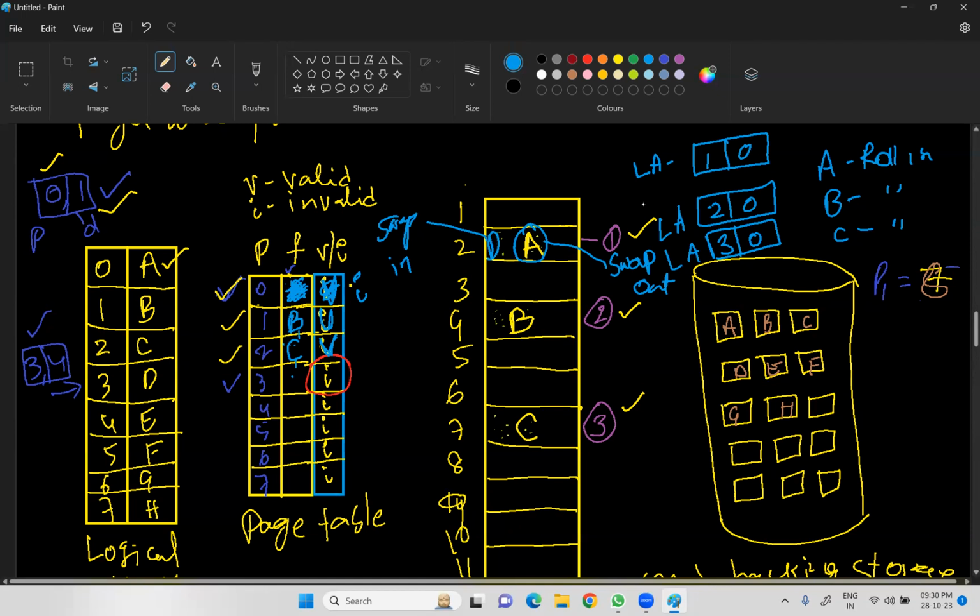So here, let me take another color. So here C D will be replaced, and here it is valid again. Wait for a while. What I have written is not proper.